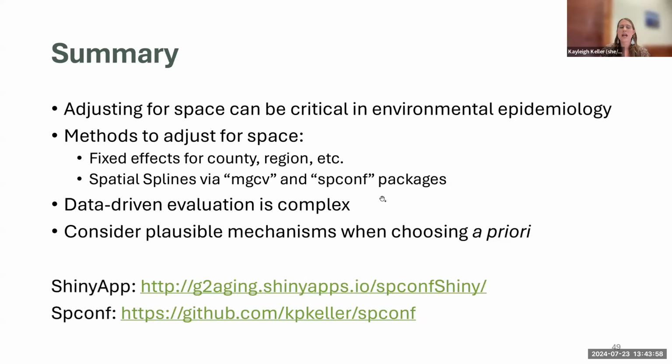Data-driven evaluation is really complex. So my primary recommendation is that you consider plausible mechanisms and make an a priori selection about how many splines to use in a particular setting, and really use contextual knowledge you have about factors that might be important and the scale of your data, to inform the choices you make for your particular data set.